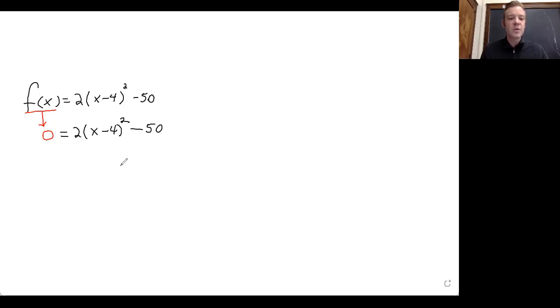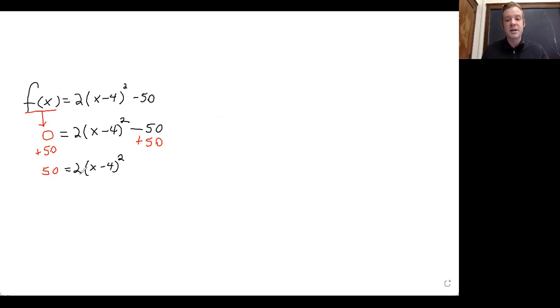The key here, though, is we want to cancel out the things that are outside of the parentheses first. We want to cancel out this 2. We want to cancel out this minus 50. You can work it more than one way, but usually the easiest way is to cancel out addition and subtraction before you cancel out multiplication and division. So I'm going to start by adding 50 on both sides of my equation. So now I have 50 on the left side, and then that equals 2 parentheses x minus 4 in parentheses squared.